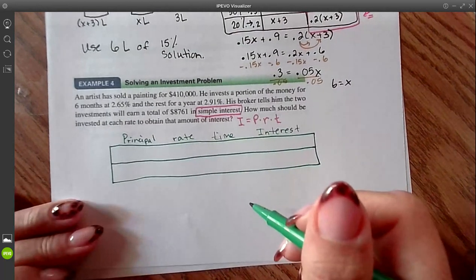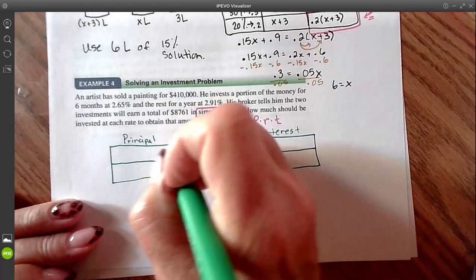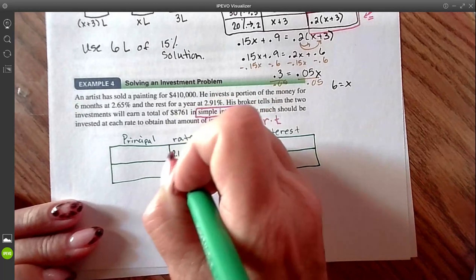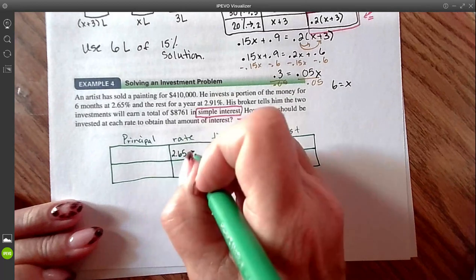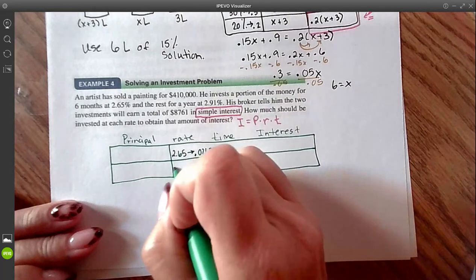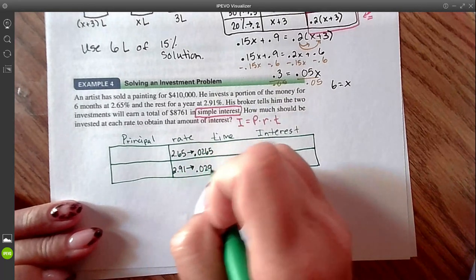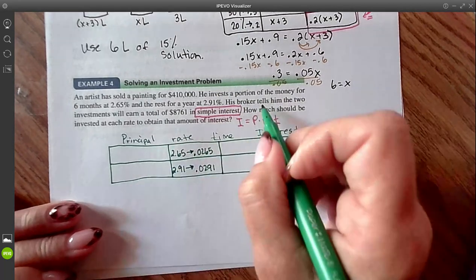An artist has sold a painting for $410,000. He invests part of the money at 2.65%. So I'm going to put 2.65, but then I remember that has to move over 2, so it's 0.0265. And then the rest of it at 2.91%, which would be 0.0291. We'll get back to this column.